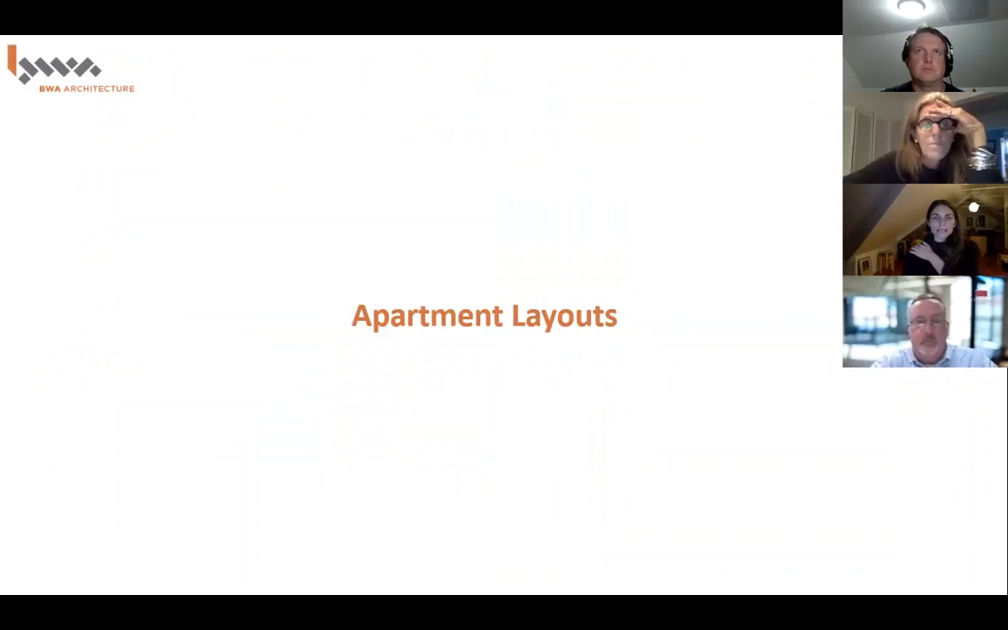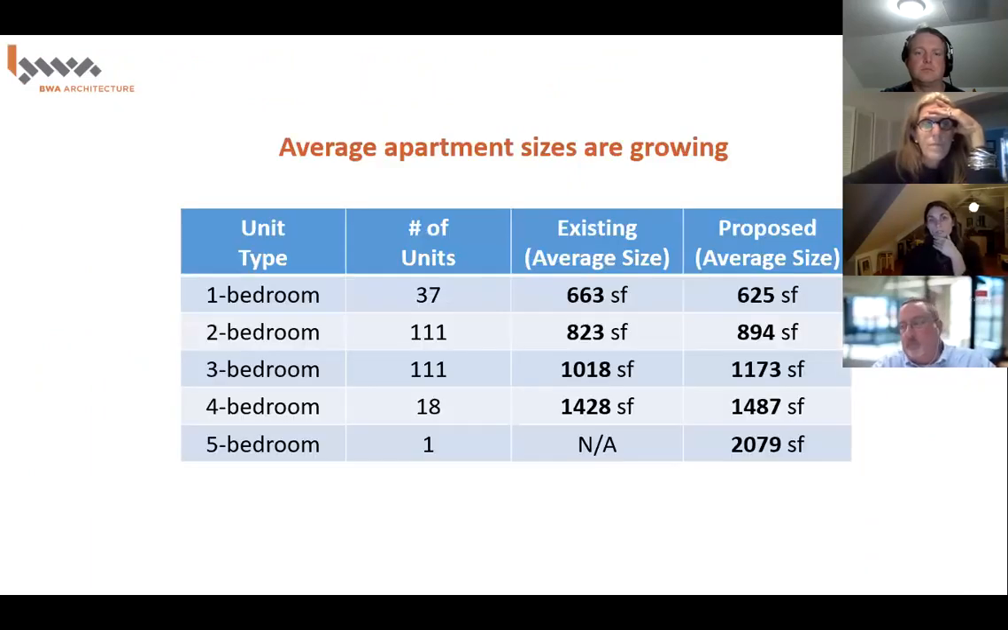Next slide, thanks. So here we're going to review typical apartment layouts. As you can see, the average apartment sizes are growing across the board, except for one bedroom apartments, which are shrinking by a little bit more than 40 square feet. All units at JP Federal are going to have central air conditioning. This is really a huge win for the project and for residents. This is something we were not able to achieve at Jefferson Park State.